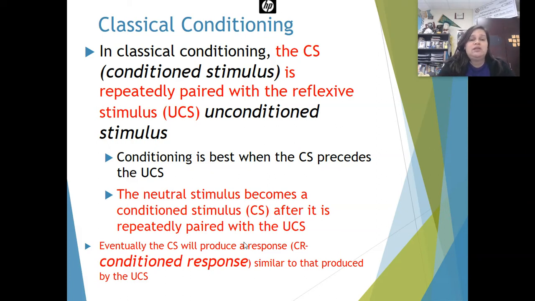So for classical conditioning to happen, first of all, you have to repeat it multiple times, so several times. And you have to make the conditioned stimulus, or what was neutral, precede the UCS. So he had to do the bell first and then the food. He found that if he did food, bell, and then tried to get the dog to salivate, it didn't work that way. So you have to do the neutral thing first, then the unconditioned stimulus, and then eventually the neutral would become conditioned.